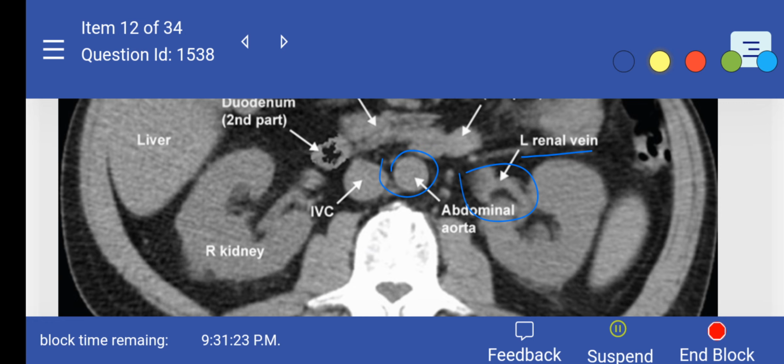And with that we have this one. This is the inferior vena cava, so option B is the right answer. And this one is the right kidney. Okay, so this was the right kidney, left kidney, left renal vein, this one, right? Inferior vena cava, abdominal aorta, second part of duodenum, and this one is the liver, right?